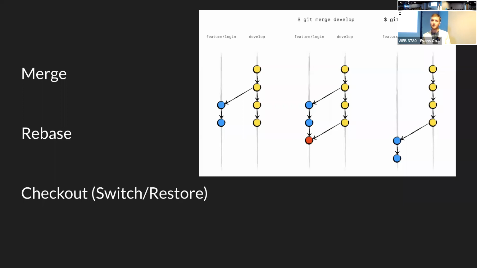Checkout, which has now become two commands, switch and restore. Switch is for moving to a different branch, and then restore is for restoring any changes you made back to the original state of the repo.